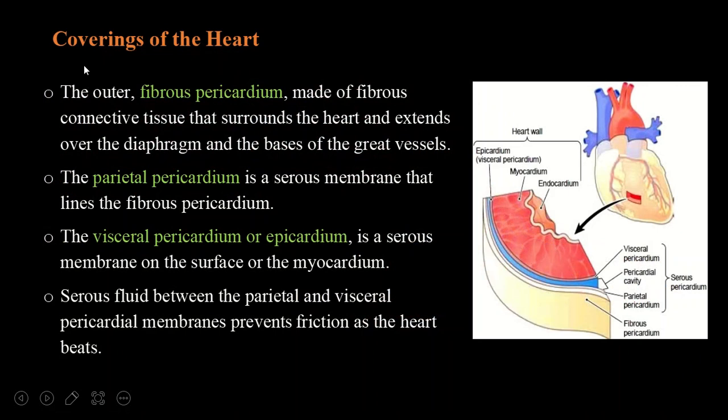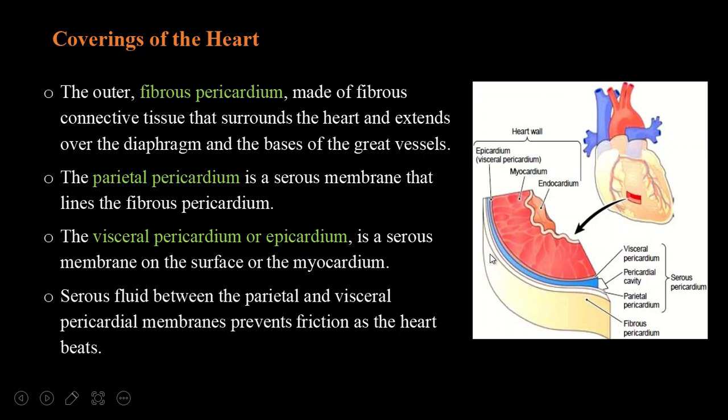So what covers the heart? The coverings of the heart, we have yung the outer, yung sa labas, the fibrous pericardium. It is made of fibrous connective tissue that surrounds the heart and extends over the diaphragm and the bases of the great vessels. So this is the fibrous pericardium. This is the outer covering of the heart. It is made of fibrous connective tissue.